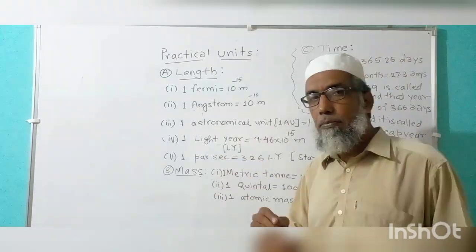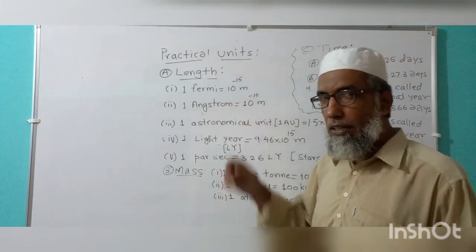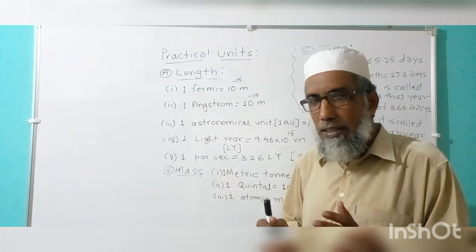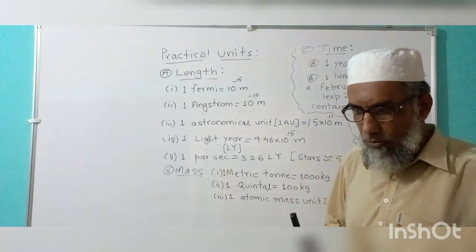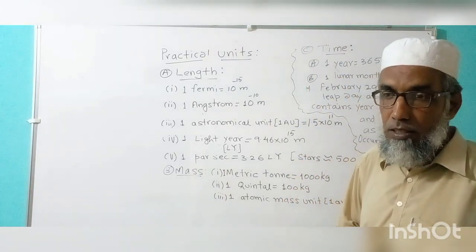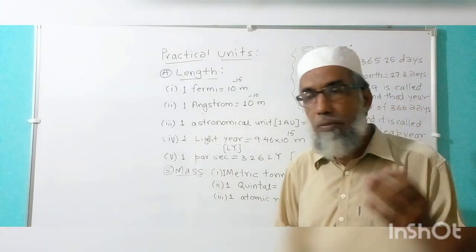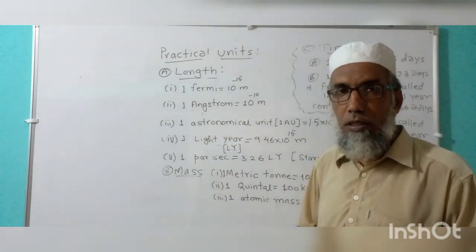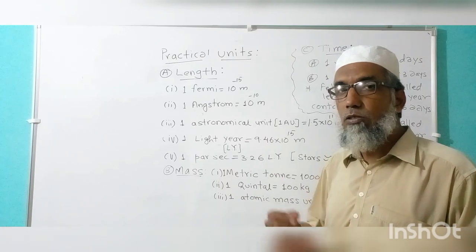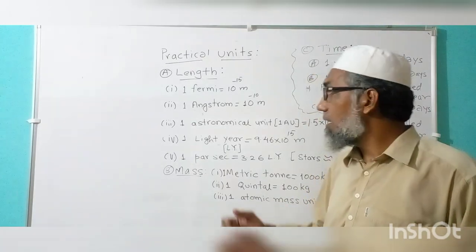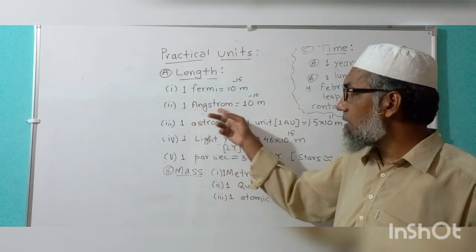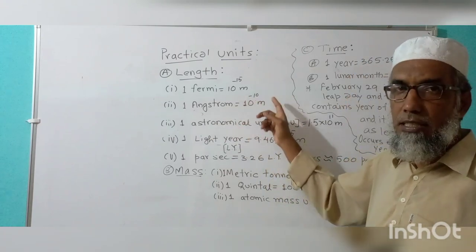Angstrom unit is somewhat bigger than the Fermi, and it is used mainly in the case of the wavelengths. So in the question, the wavelength will be given in terms of angstrom, but in the calculation you need to convert it into meter, and then how you will convert? One angstrom is 10 to the power of minus 10 meter.